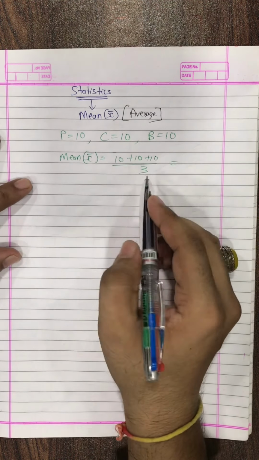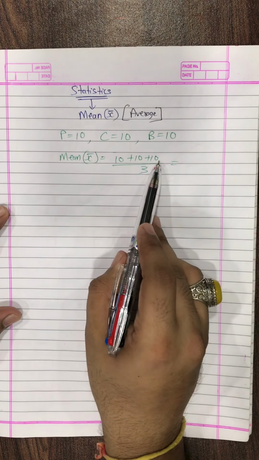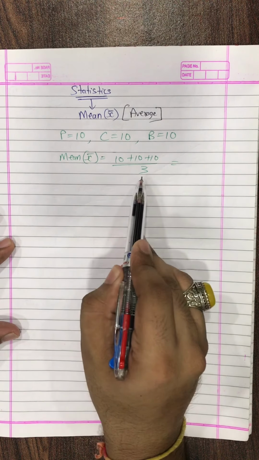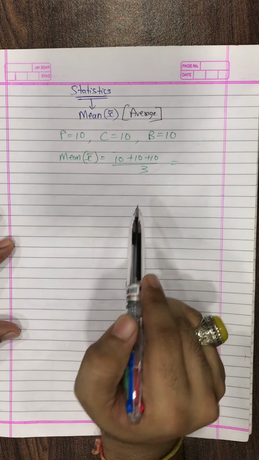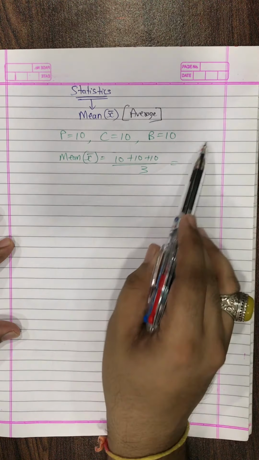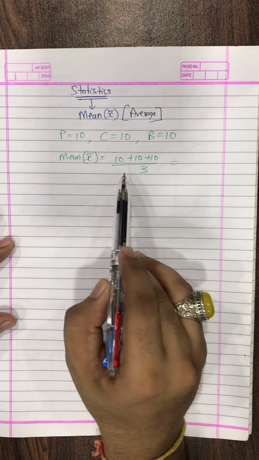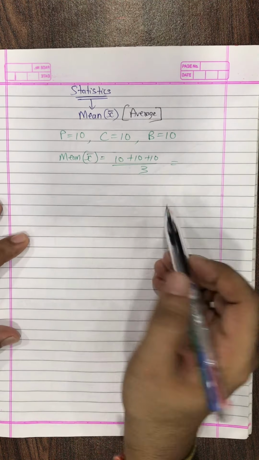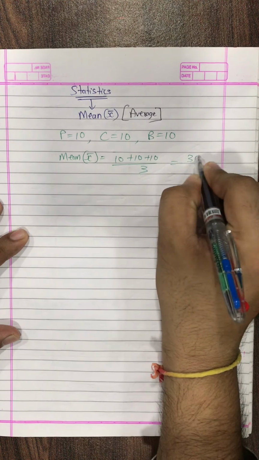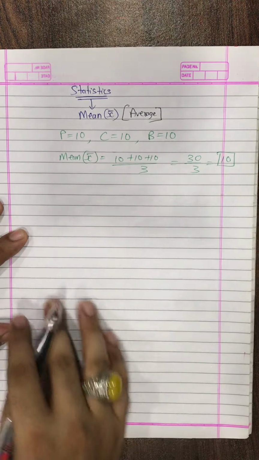Students, what you did is add all the quantities, all the scores, in the numerator, and divide by the number of quantities. There were 3 subjects, physics, chemistry and biology, so 3 came. If I had 4 subjects, you would add the scores of the 4 subjects, upon 4. That is nothing but the average. So mean is nothing but the average. This is 30 upon 3, and 10 is the answer, the x bar, the mean.